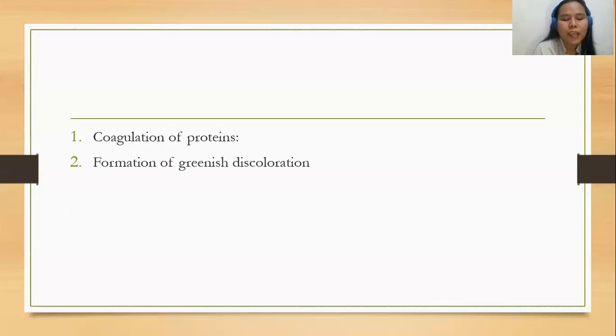Second, formation of greenish discoloration. You can notice this at the interface of the egg whites and the egg yolk when egg is overcooked. This reaction is favored by high cooking temperature and prolonged cooking. But this reaction may be prevented by immediate cooling of the egg. This can be done by immersing the egg in cold water right after cooking.